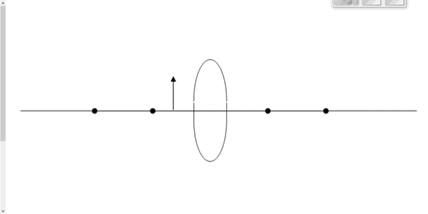When I do that, I put the magnifying glass nearby the print. In other words, if the focal length of the magnifying glass is 10 centimeters, I want to make sure the print is maybe 5, 6, 7 centimeters from the lens. In other words, I want the object distance, the distance from the print to the lens, to be smaller than the focal length.